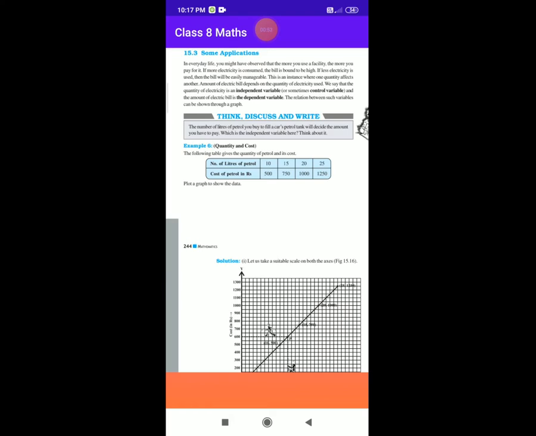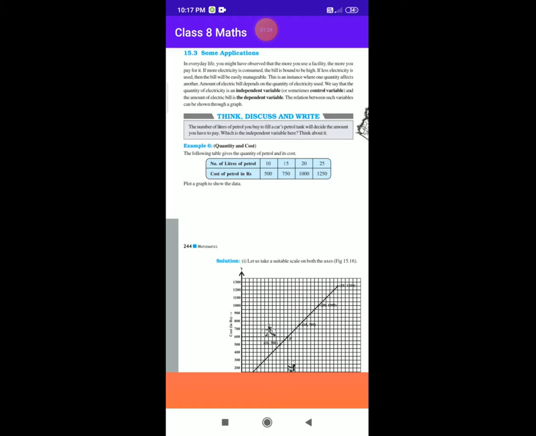We said that the quantity of electricity is an independent variable or sometimes control variable, and amount of electric bill is the dependent variable. The relation between such variables can be shown through the graph. एक छोटा सा thinking, discuss and write. The number of liters of petrol you buy to fill a car's petrol tank will decide the amount you have to pay, which is the independent variable here, and think about.